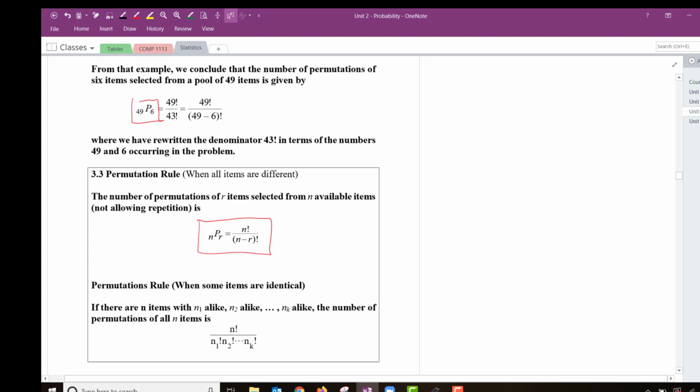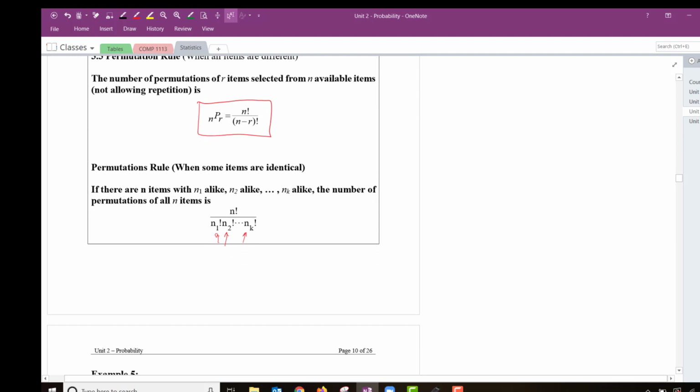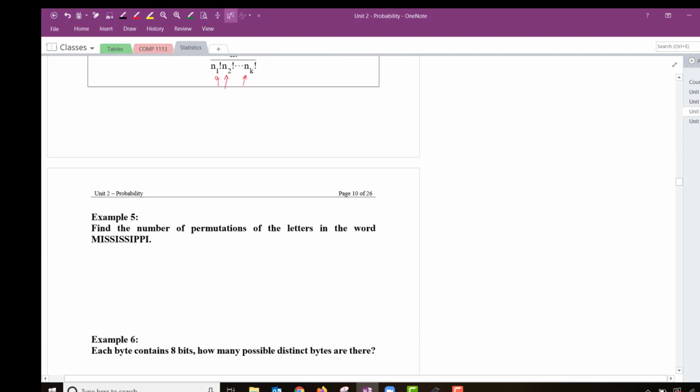Sometimes items in the group are identical and we can't tell them apart. Then the formula changes a bit, where we divide the formula by the number of ways you can essentially arrange the ones that repeat. We'll see an example of this. I call this second one the Mississippi rule, because the common example is how many ways can you rearrange the letters in the word Mississippi? And there are repeated letters in it. If we count the total number of letters there, we'll see that there are 11 letters in Mississippi.